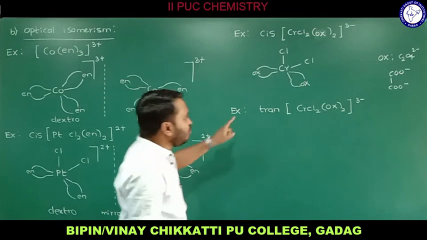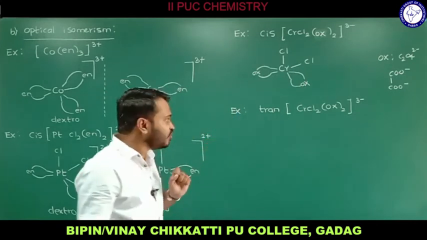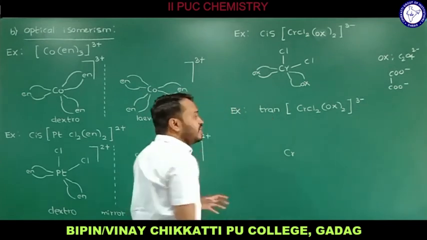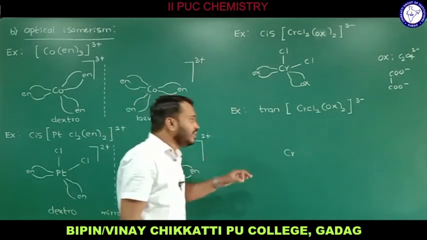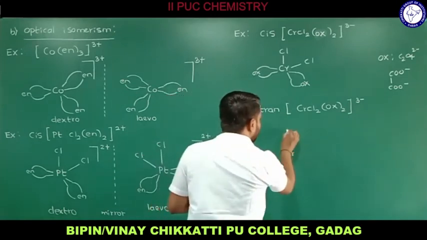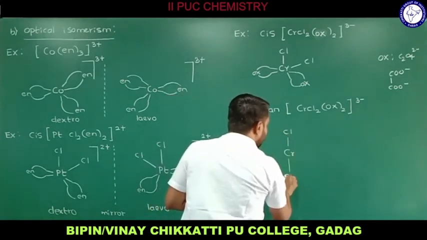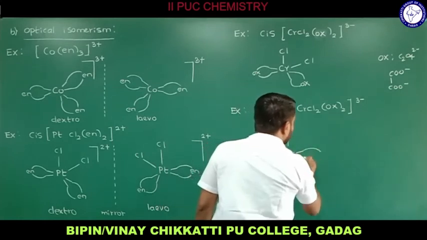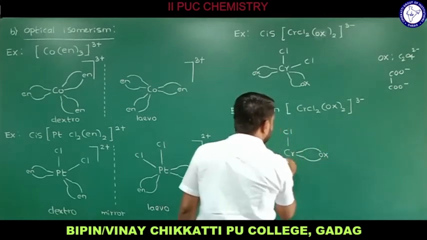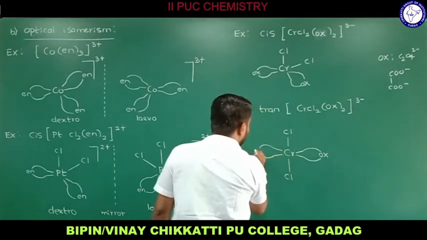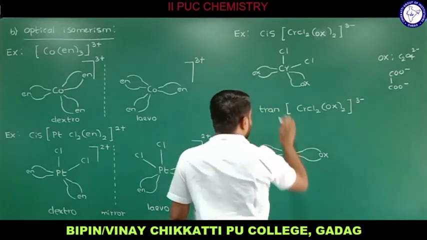Now the same compound as trans, let me draw here. So in the trans, the central metal atom is Cr. As the name indicates, trans, identical ligands should be present exactly opposite. So one Cl I am going to write here, and one more Cl I am going to write there, and 2 OX bidentate ligands. This will be one bidentate ligand OX, and here we have one more bidentate ligand OX. So this will be cis and this will be trans.